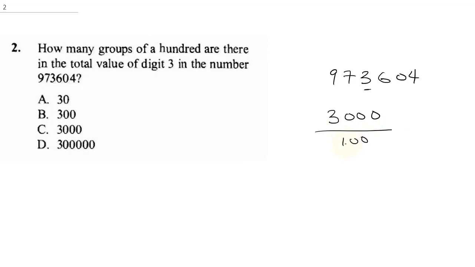So the 20 cancels 20, and you have 30 groups of 100. When you multiply 30 by 100, you're going to get back your 3000. So the correct answer here is A. So we will go to the next question.